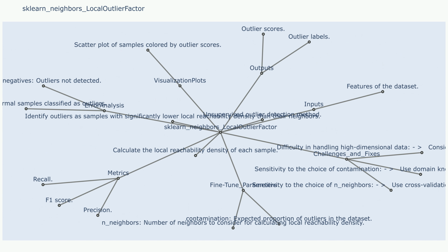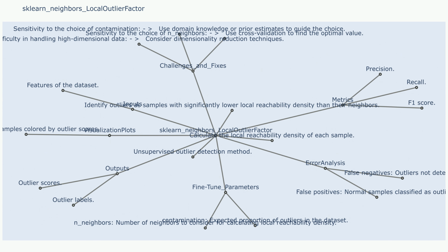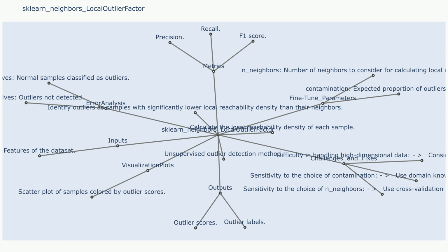Fine-tune parameters: n_neighbors, the number of neighbors to consider for each data point. A larger value means considering a broader neighborhood, potentially capturing subtle outliers. Leaf size: the size of the leaf nodes in the KD tree used for nearest neighbor search. A smaller value leads to more precise neighbor searches but can increase computation time. Algorithm: the algorithm used for nearest neighbor search, which can be auto, ball_tree, kd_tree, or brute.